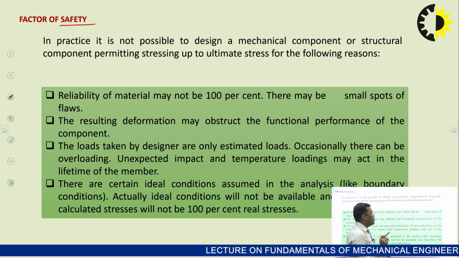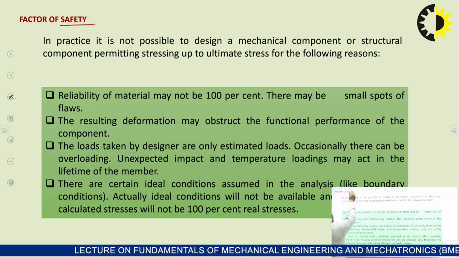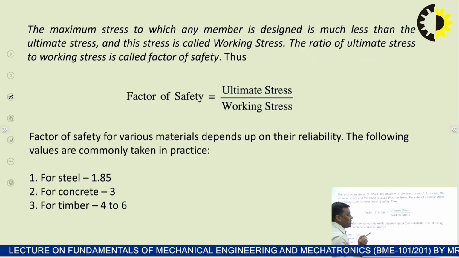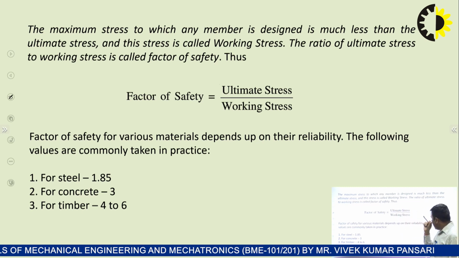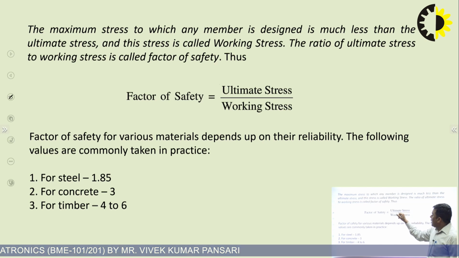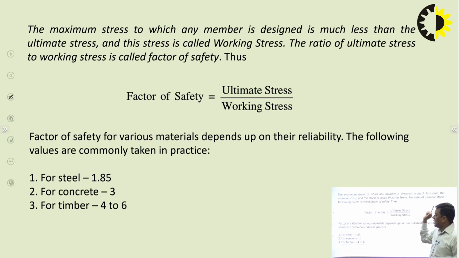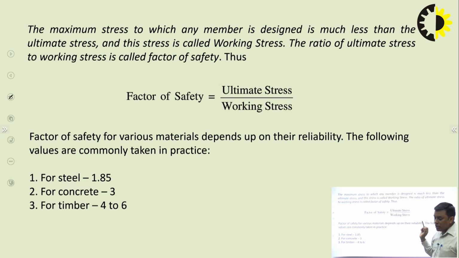This is why, whenever we design any structure, machine, or anything else, we have to take some factor of safety. And what is the factor of safety? It is the ultimate stress for that particular material divided by the working stress. Working stress means the stress for whatever load we are designing. So we have to select a material whose ultimate stress gives a factor of safety in the range of 1.85 to 6. It depends on the usage and on the type of material. So that is the factor of safety.